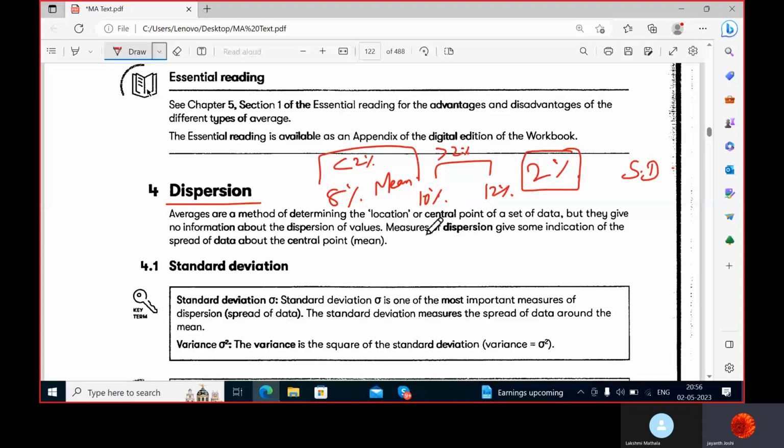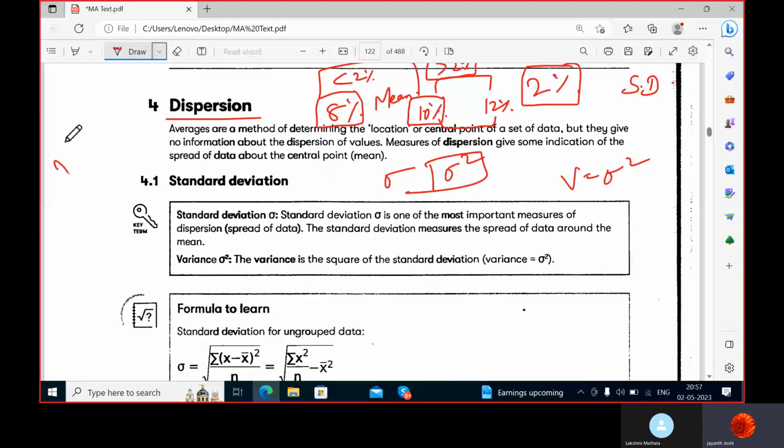Okay, now see, there are two measures of dispersion. One is standard deviation and one is variance. Variance is nothing but standard deviation squared. Standard deviation squared is called variance, or the root of variance is also standard deviation. Understood? Yes, I understood. But why can you not directly find standard deviation? I will explain why.